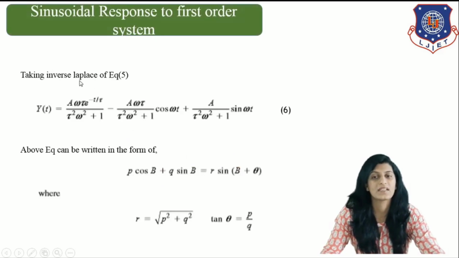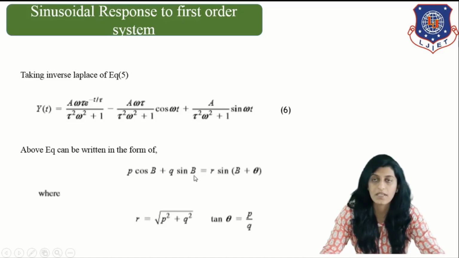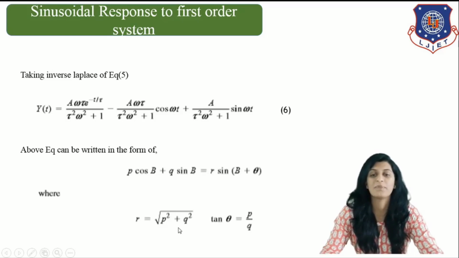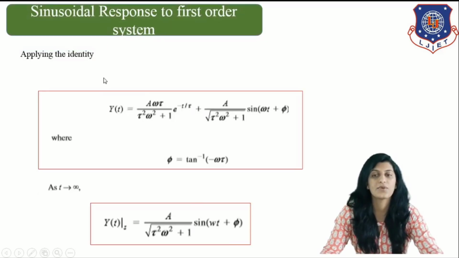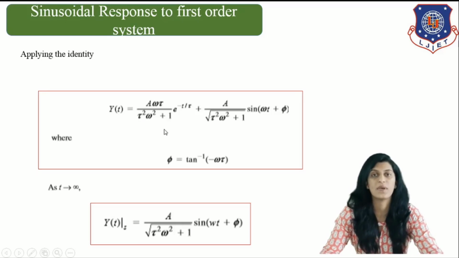Now, we just need to take the inverse Laplace of the above equation, and once you take the inverse, you will see that it is in the form of the standard equation, which is P cos B plus Q sin B equals R sin of B plus theta, where the value of R is the square root of P squared plus Q squared and the value of theta is tan inverse P by Q. So simply substituting those values of the identity, you will get the final derivation, that is y of t equals A omega tau upon tau squared omega squared plus 1 e raised to minus t by tau plus A upon square root of tau squared omega squared plus 1 sine of omega t plus phi.